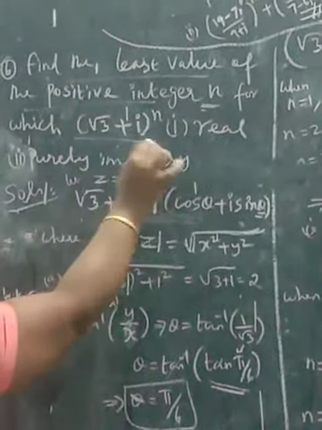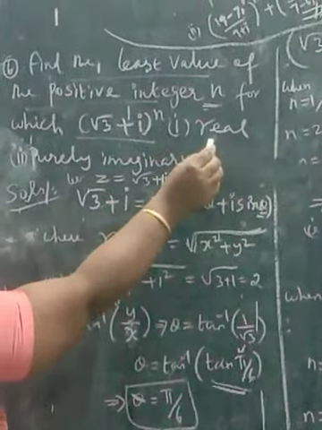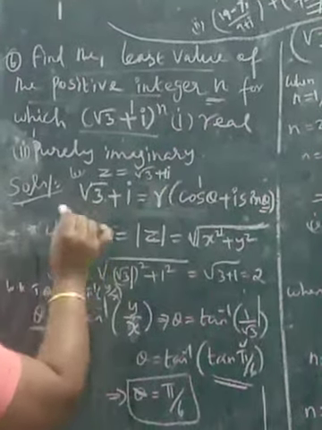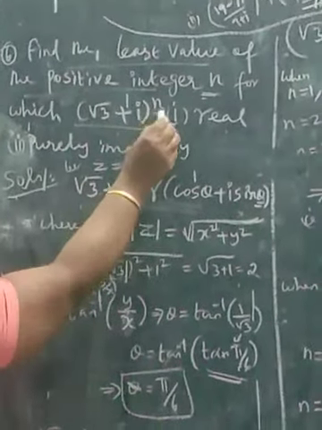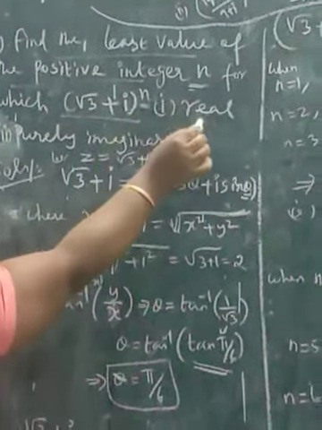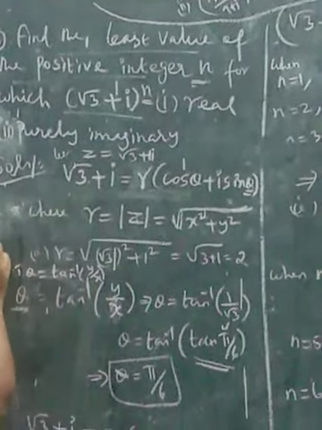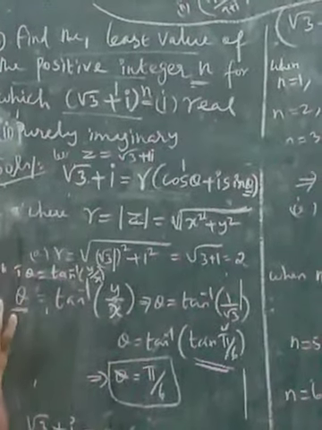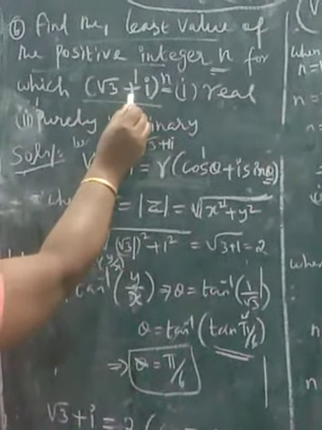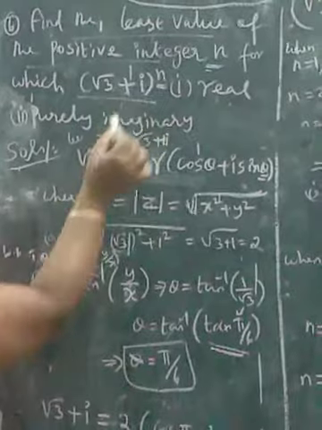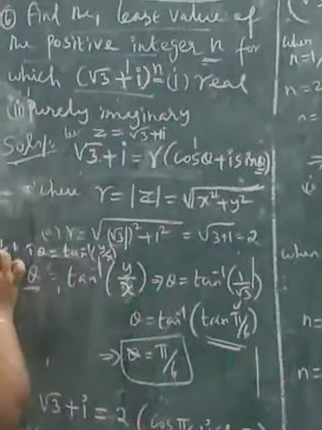What is given? Root 3 plus i the whole power n. When is this complex number real, and when is this complex number purely imaginary? For what value of n is this real? For what value of n is this complex number purely imaginary? Okay, we are going to find it. First, let us take the given complex number root 3 plus i as z. Let z equal root 3 plus i.